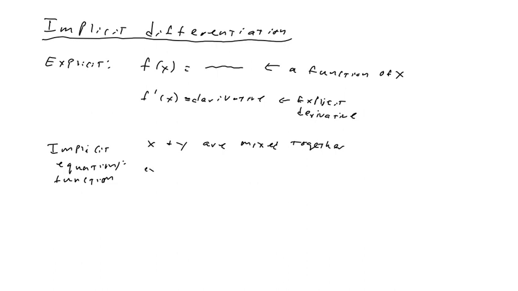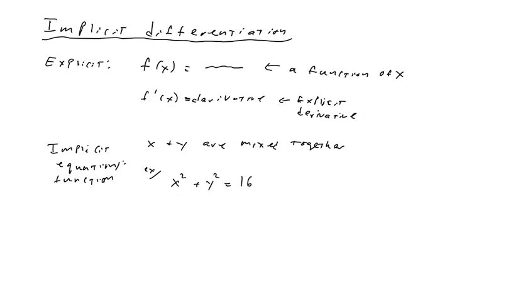For example, something like x squared plus y squared equals 16. This is an implicit function. It's an equation, right? We know how to read. We can see this equation. We maybe know what this equation makes. But x and y are mixed together. Maybe the y is squared. Maybe it's like multiplying x and y.